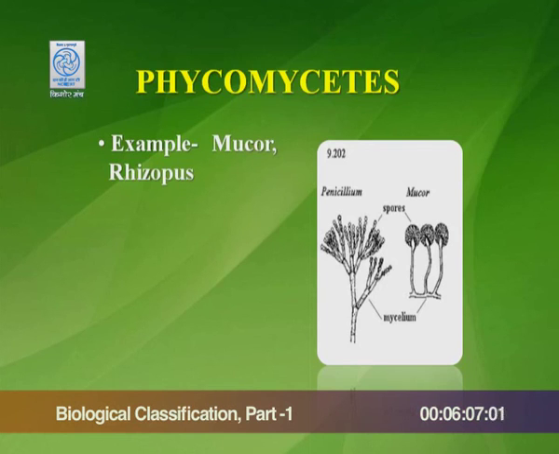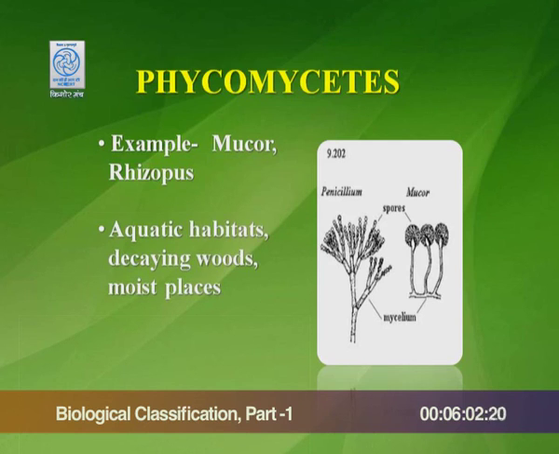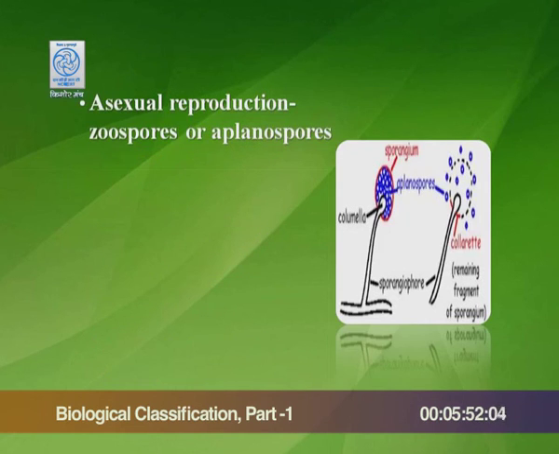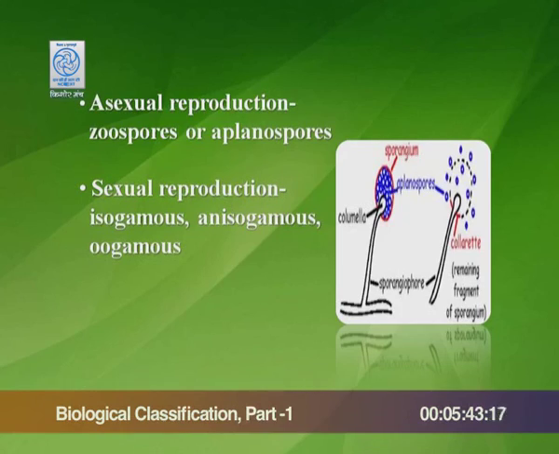Phycomycetes. Example, Mucor and Rhizopus. They are found in aquatic habitats, decaying woods and moist places. Their mycelium is aseptate and coenocytic. Asexual reproduction is by zoospores or aplanospores. Sexual reproduction: isogamous, anisogamous, oogamous.